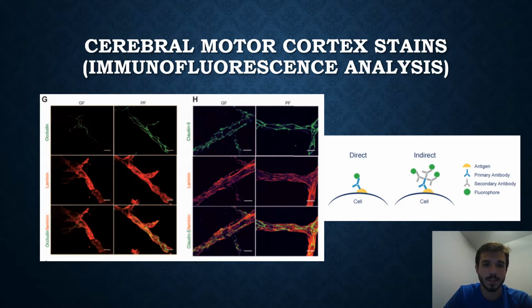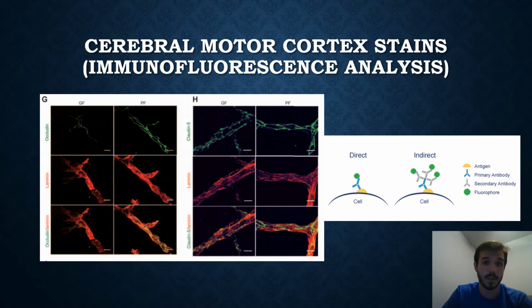Next, the next images, G and H, were basically an immunofluorescent analysis of the cerebral motor cortexes. And immunofluorescence is just a simple stain using antibodies. If you look to your right, they attach to proteins and fluorophores are added for color. And there are two different ways of doing that. And so we used endothelial cells found within the motor cortex, and we stained those for occludin antibodies, claudin-5 antibodies, and laminin antibodies. Once again, some more proteins that help out with that blood-brain barrier. And we tested these both in germ-free and pathogen-free mice, just as every experiment goes. For every experiment, these are the two things we want to compare.